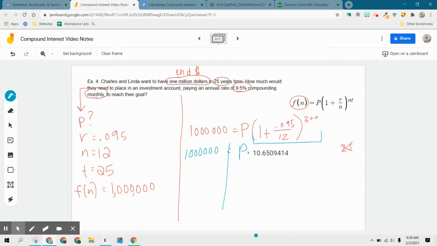So what we need to do now is solve for P. We are trying to get P by itself. So we're going to divide by this entire decimal. And yes, I want you to put the whole decimal. Do not round anything until the end of the problem. So that cancels out, and we're going to get our principal by dividing here. So we're going to do 1 million divided by that decimal.